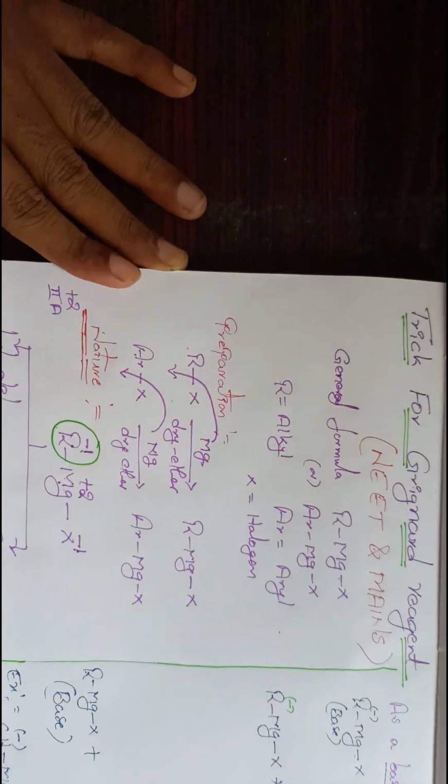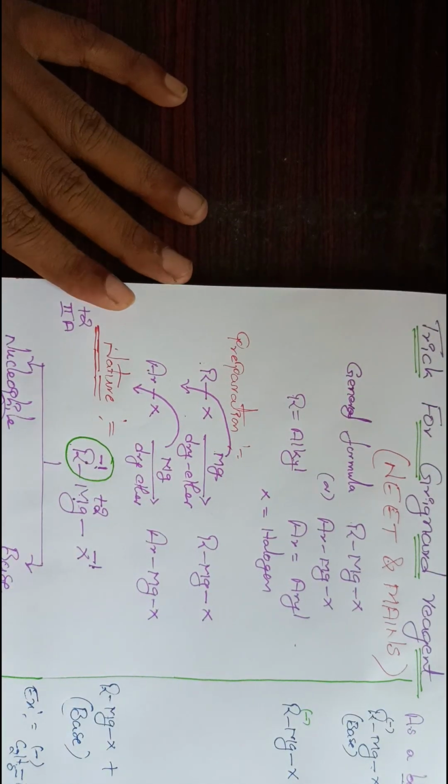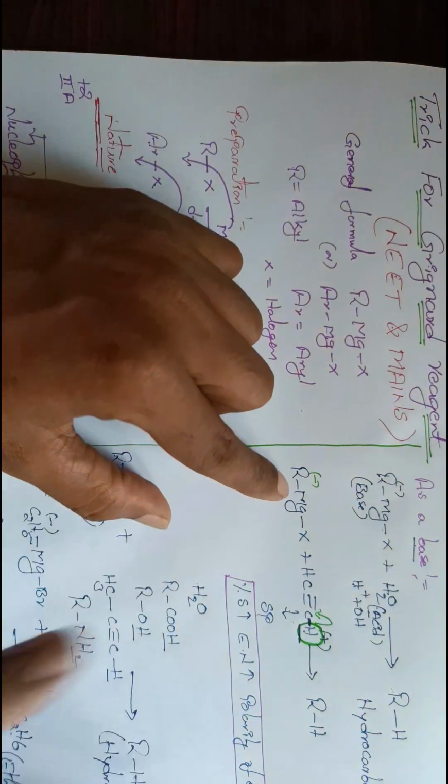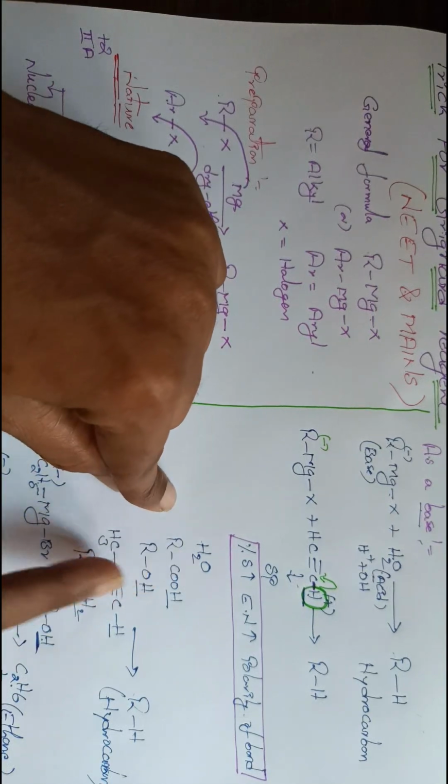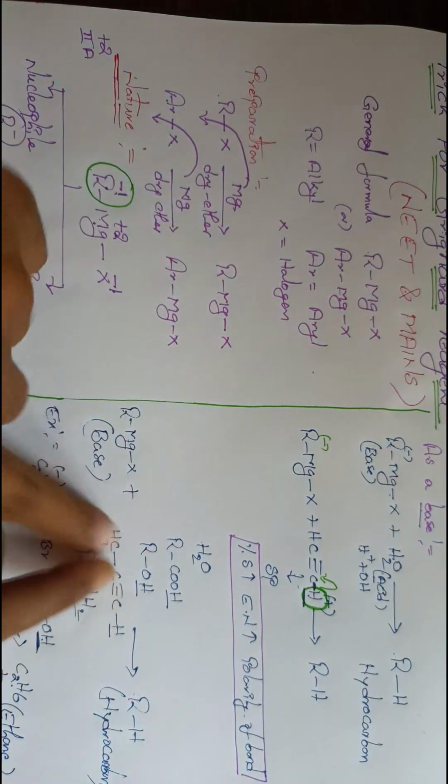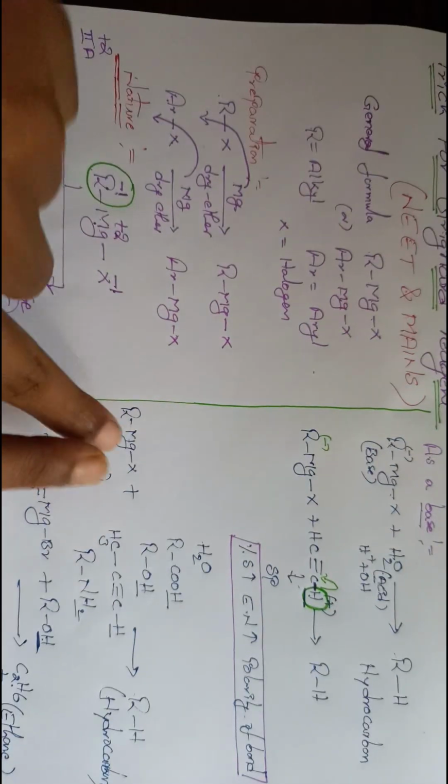So Grignard reagent acts as a base as well as a nucleophile. When it acts as a base, it is with molecules that are possible to release H plus ion. In those cases, Grignard reagent acts as a base.